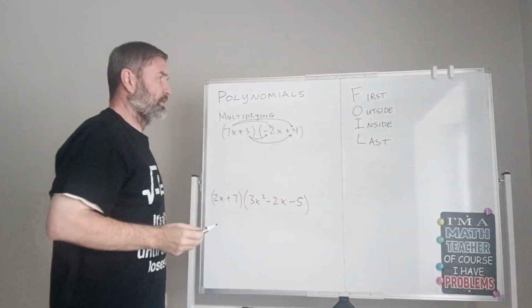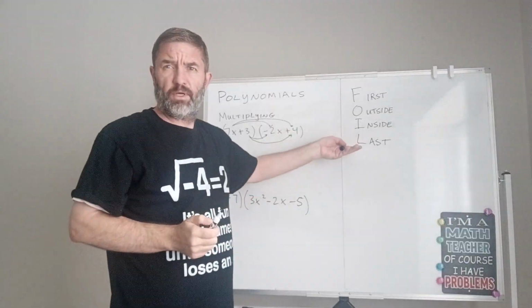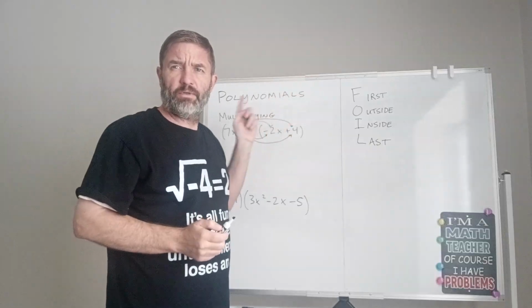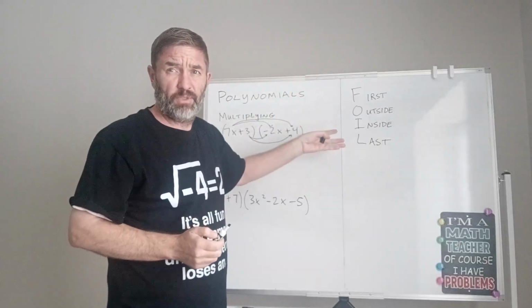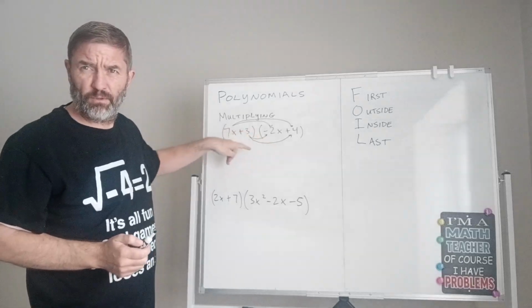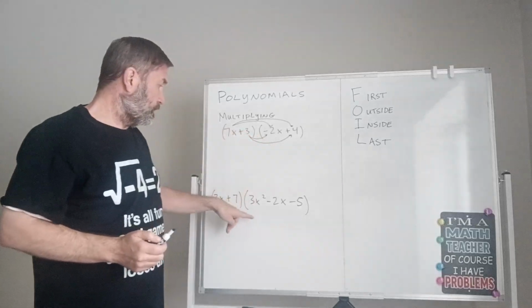Now, I was taught this when I was a student, used it for many years. It's never been a problem for me. However, it is a little limiting, or a lot limiting, I should say, because it's only good for 2 by 2, when you have a binomial times a binomial. What do you do when you have the one down here?